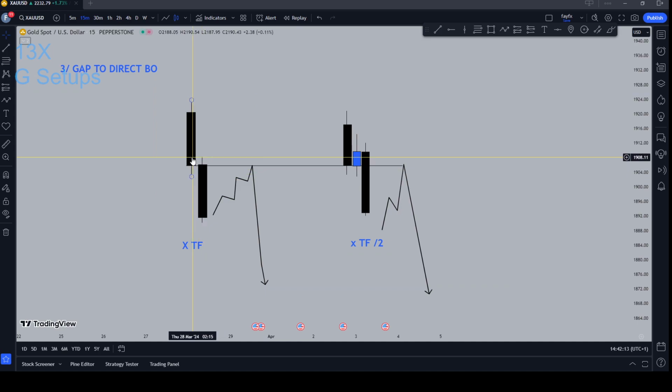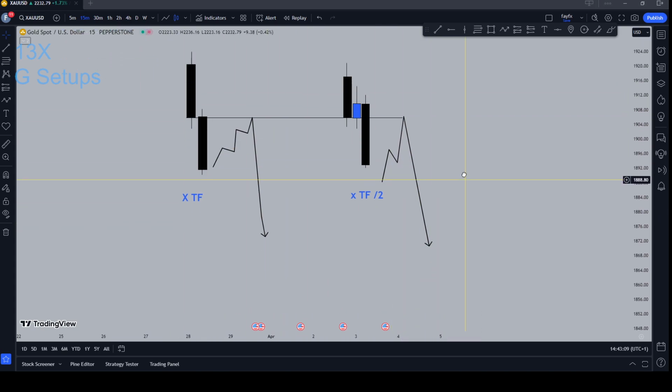We have a fresh gap in X time frame. One time frame lower than this, we get a direct breakout. Price will go up, visit that level and go down. We use this when there are big moves in the trend, especially in New York session. This is the third entry on gaps.